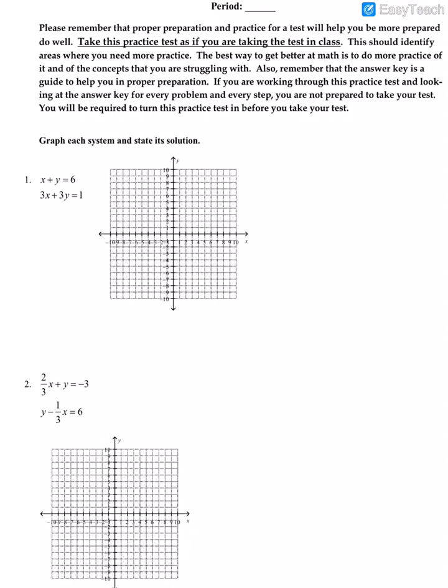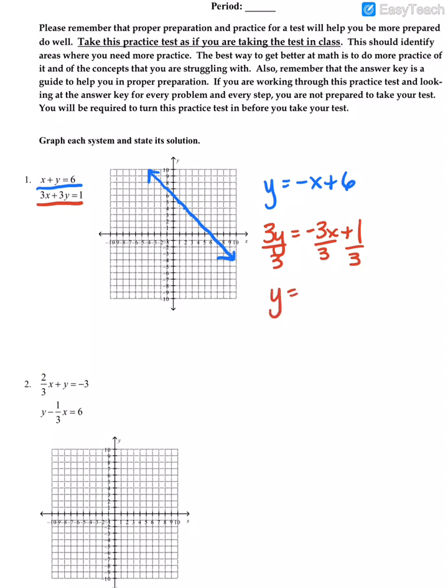So first of all, in order to graph these, I'm going to rearrange it so that it's negative x plus 6. I'm going to start at positive 6 with a negative 1 slope, down 1, right 1. And then 3y is equal to negative 3x plus 1. Divide everything by negative 3. So y is equal to negative x plus 1/3.